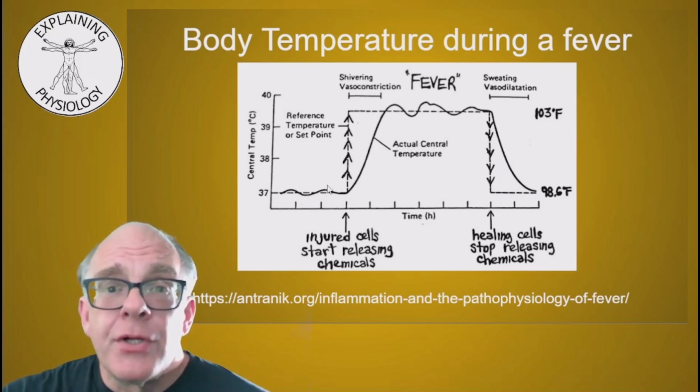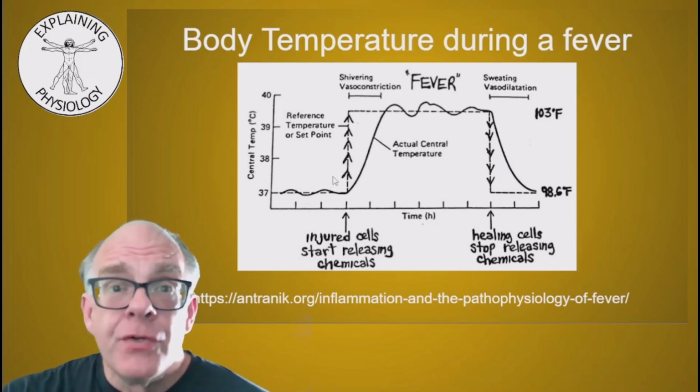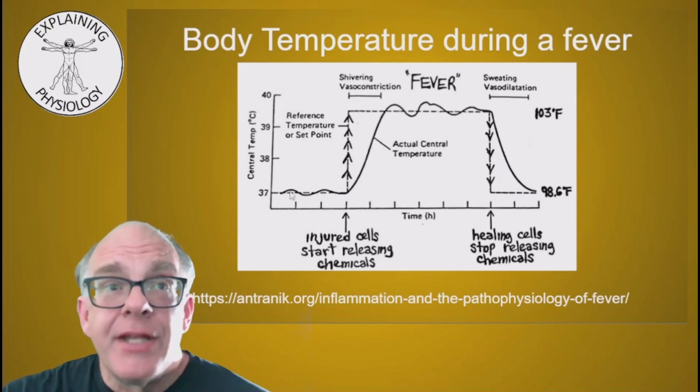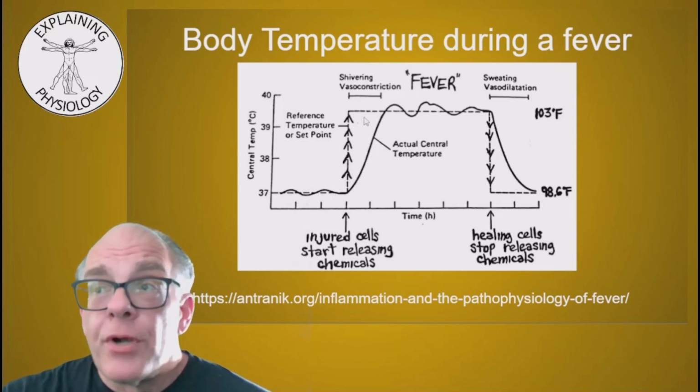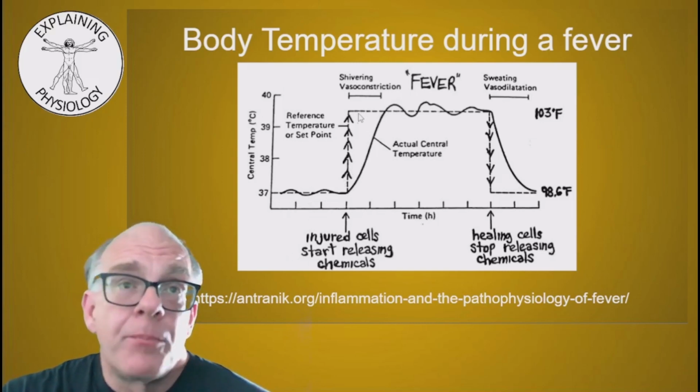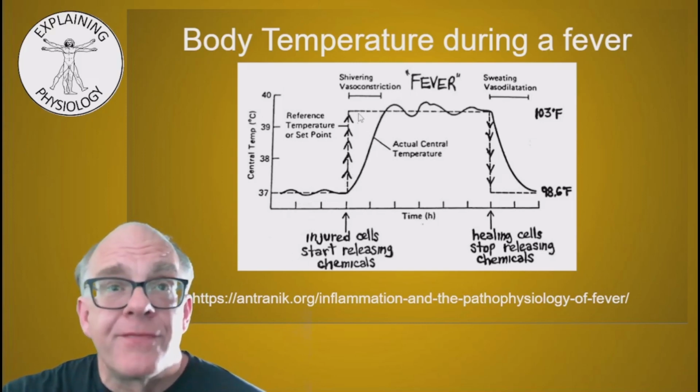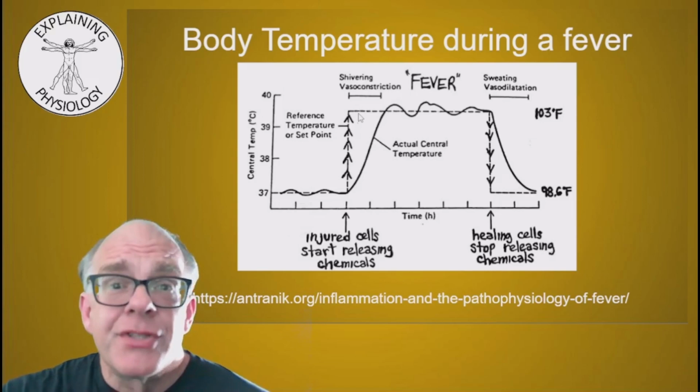But if an injury occurs or a person gets sick, as part of that immune response, we're going to have cells that are going to release signals that are going to change our set point from about 37 degrees, 98.6, upwards to 39 or higher, upwards to over 100 degrees Fahrenheit. And we're going to induce a fever.